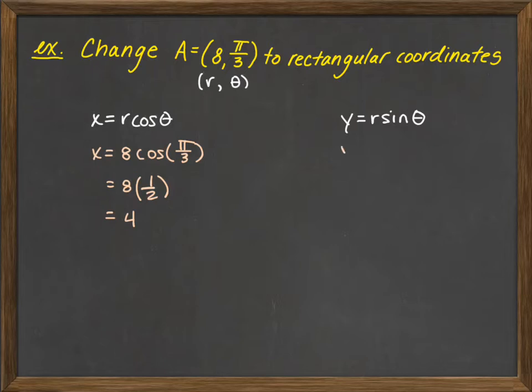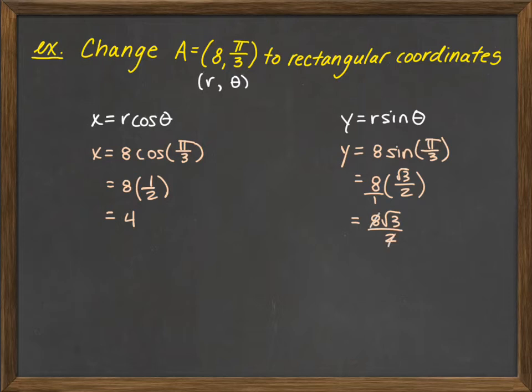Now, similarly, we get that y is equal to 8 times the sine of pi over 3. So we get y is equal to 8 times the square root of 3 over 2. Think of 8 as being over 1, so we get 8 radical 3 over 2. And then if we cancel and simplify, we get that y is equal to 4 radical 3. So if we are writing this polar coordinate as a rectangular coordinate, we get x equal to 4 and y equal to 4 radical 3.